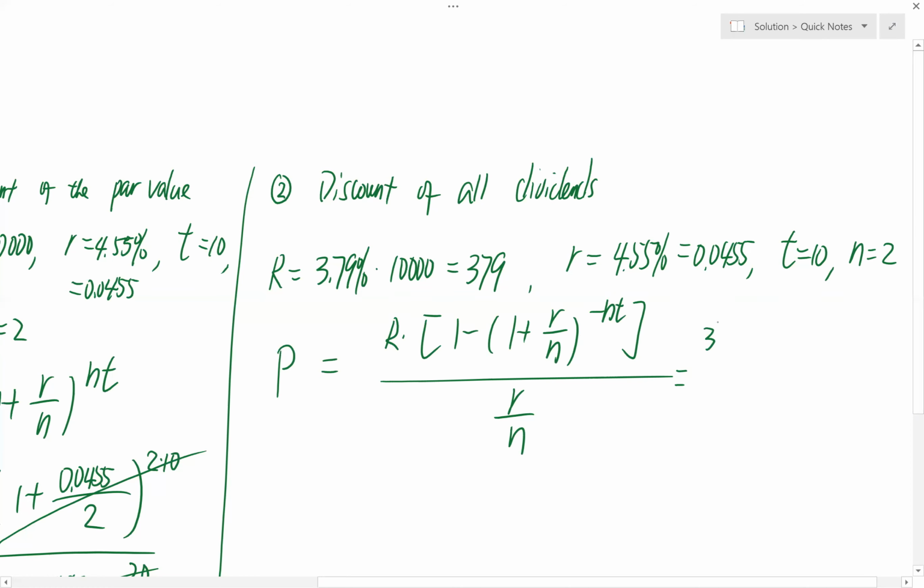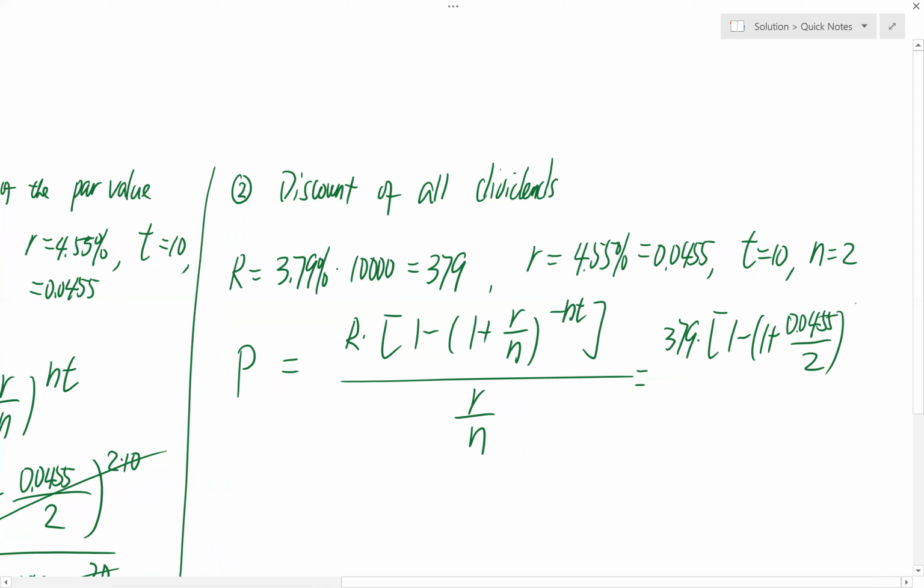One more time, we will throw in all these numbers into the formula. So it's $379 times 1 minus 1 plus, the rate is 0.0455 by 2, and raised to negative 2 times 10. So negative 20 for the exponent. And then the denominator is 0.0455 over 2. Okay. And this will give us the result. You just have to input it.